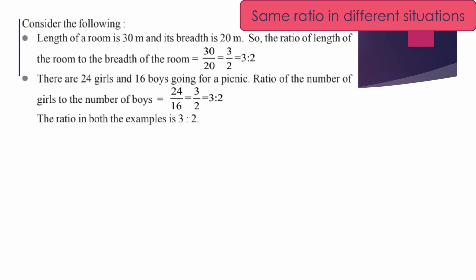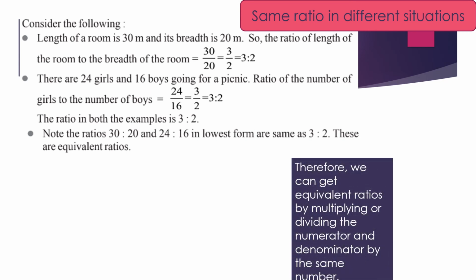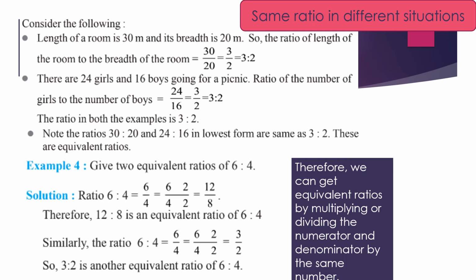The ratio in both the examples is 3 is to 2. Note the ratios 30 is to 20 and 24 is to 16 in lowest form are same as 3 is to 2. These are equivalent ratios. Thus, we have seen that we can get equivalent ratios by multiplying or dividing the numerator and denominator by the same number. Let us do one example.